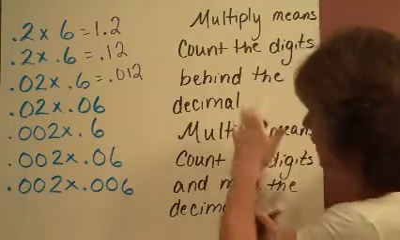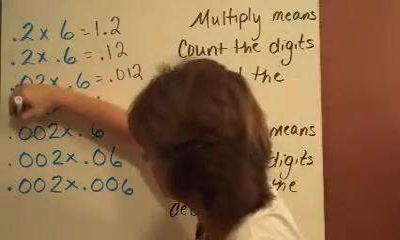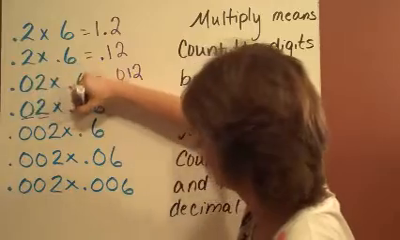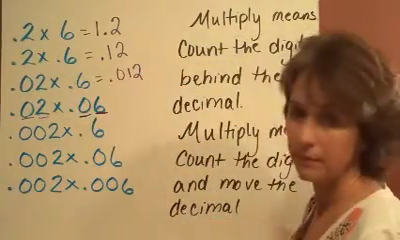So let's use this rule and count the digits behind the decimal. We counted them. There's 4.